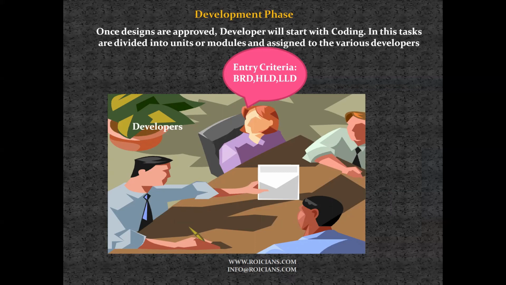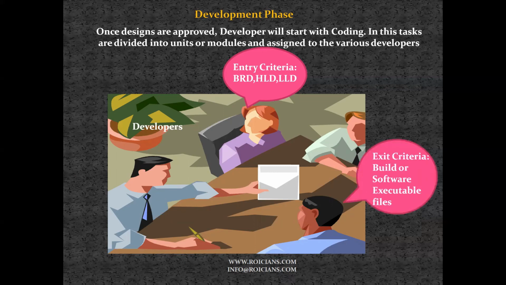BRD is a document in which all the requirements are written. The HLD and LLD documents are the designs of the software. So the entry criteria for this phase are the requirements and the designs. The exit criteria for this will be the build or software executable files. Guys, they will release executable files because they need to be deployed in the testing environment for actual testing. That's why they release executable files.